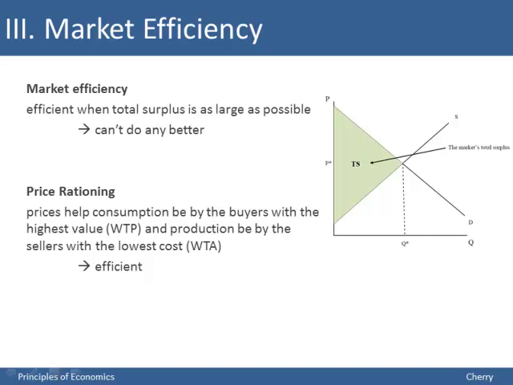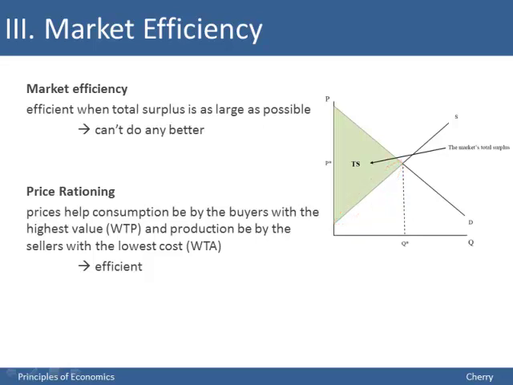So on the demand side, we can see that the buyers with the highest willingness to pay, or the highest value for that good or service, are the ones that end up purchasing and consuming it. The ones with the lowest value and willingness to pay are the ones that do not consume it. That's how price rationing works on the demand side.